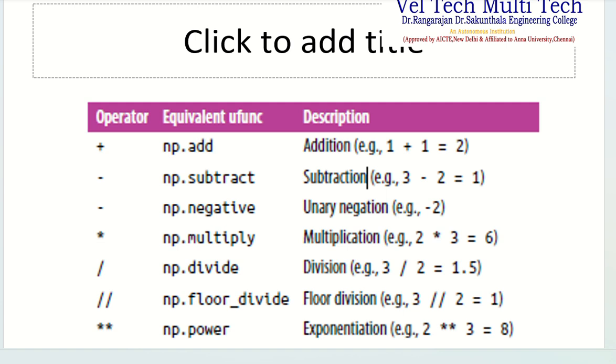Then some other examples: for adding we'll use np.add, for subtracting we'll use np.subtract, for unary negation we'll use np.negative, for multiplication we will use np.multiply, for division np.divide, for floor division we'll use np.floor_divide, then for power or exponentiation we'll use np.power.